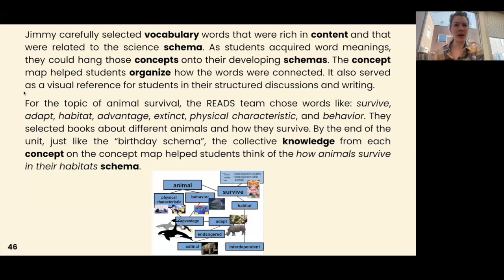Because I want to tell you a little bit about a different schema and some of the work that we did. So Jimmy selected vocabulary words rich in content related to a science schema. As students acquired word meanings, they could hang those concepts onto the developing schemas. So for example, we had a topic, animal survival. This is another schema that you see everywhere. And we're working with first graders, and we chose vocabulary words like survive, adapt, habitat, advantage, extinct, physical characteristic, and behavior. We had books about different animals and how they survive.